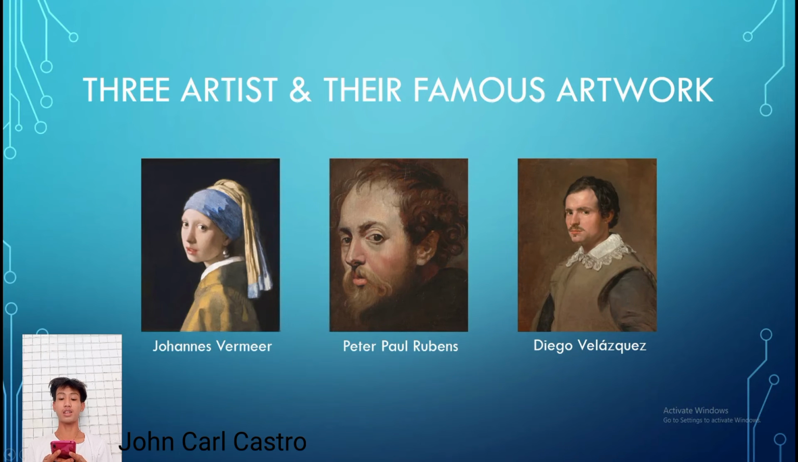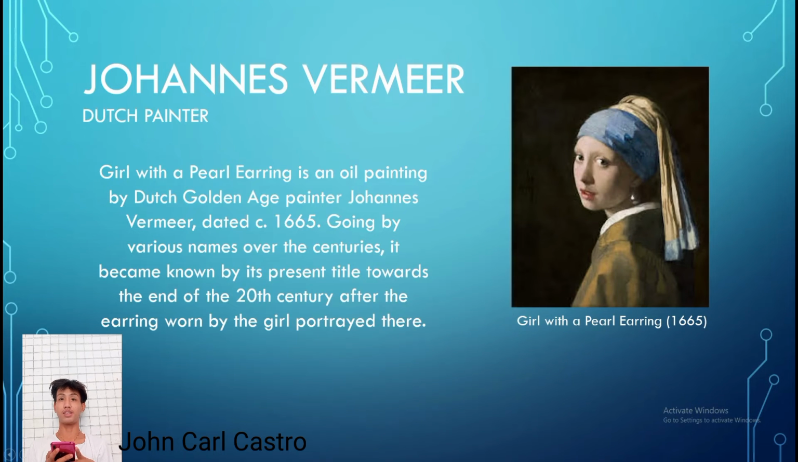Three artists and their famous artwork. Johannes Vermeer, Dutch painter. Girl with a Pearl Earring is an oil painting by Dutch Golden Age painter Johannes Vermeer, dated 1665. Going by various names over the centuries, it became known by its present title towards the end of the 20th century after the earring worn by the girl portrayed there.